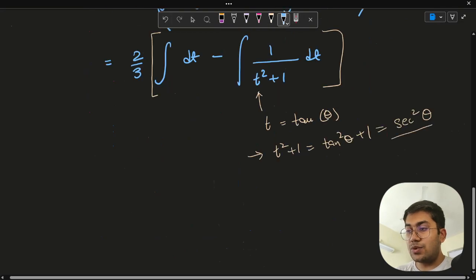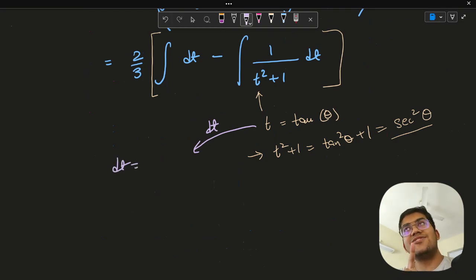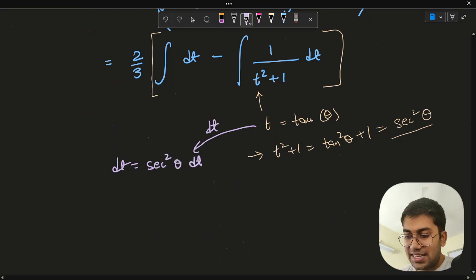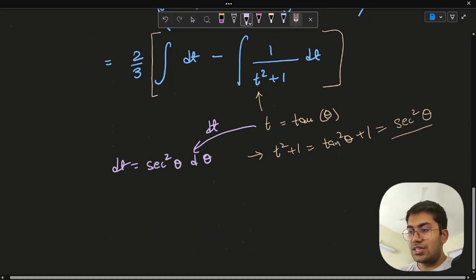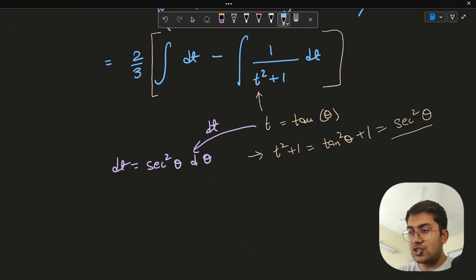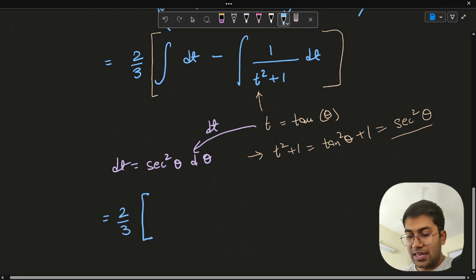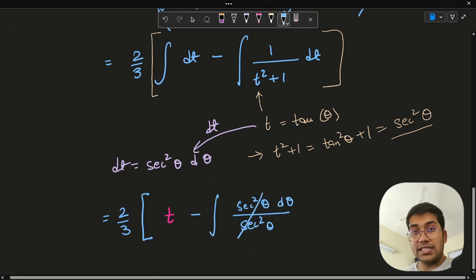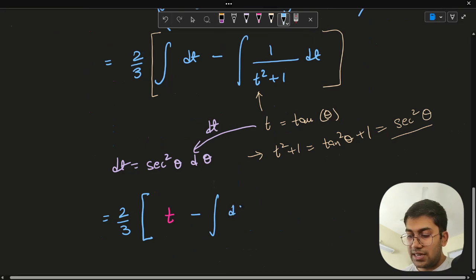But what would dt be in that case? In that case, dt would be equal to what? The differentiation of tan is, I forgot, yep, secant square theta d theta. And if you do the substitution here, let me just rewrite this whole equation. So 2 by 3, and the integration of dt would be t itself, and then I'll do a minus the integration of secant square theta d theta over secant square theta. I cancel this out, so it would be d theta.